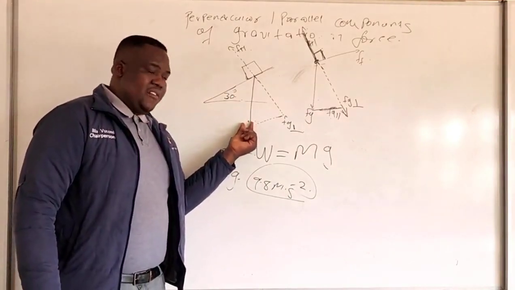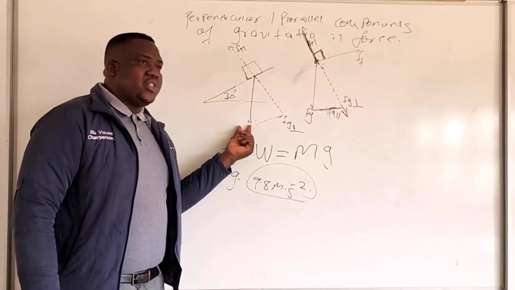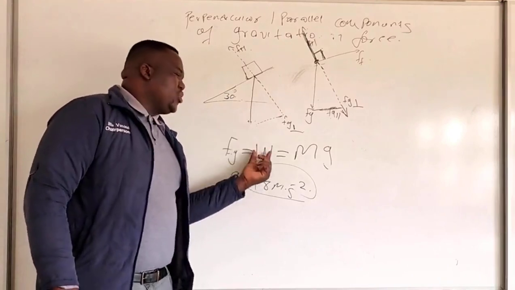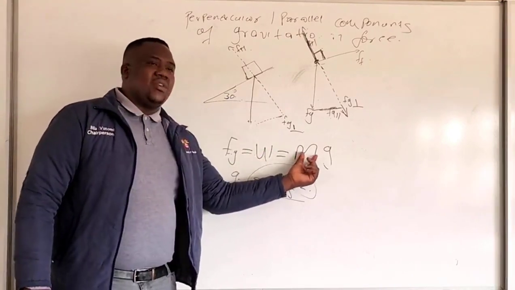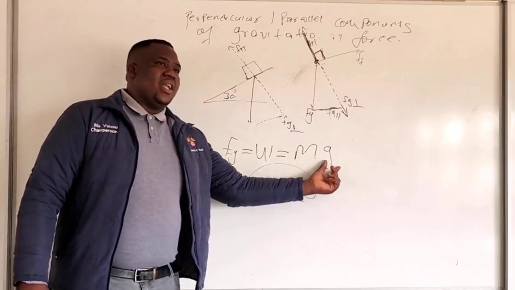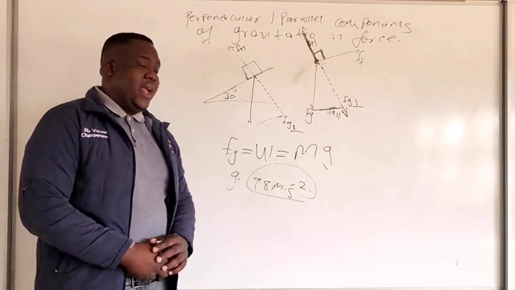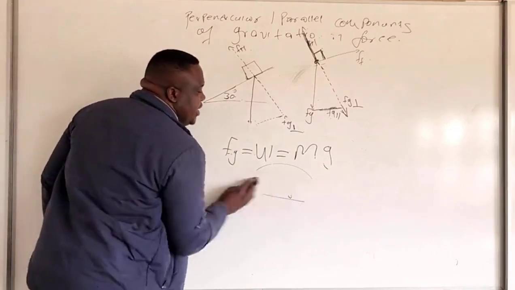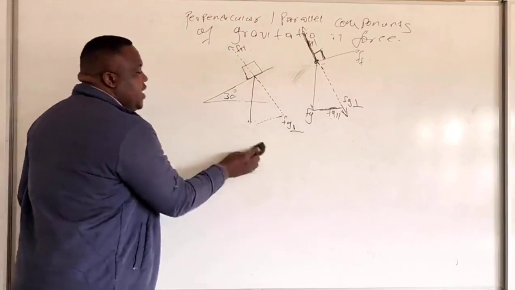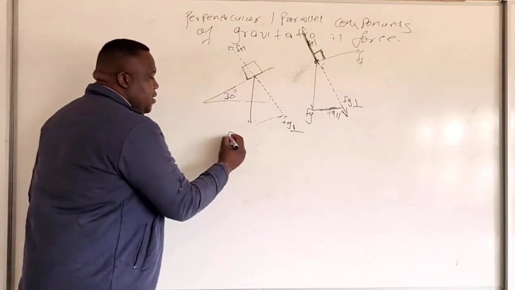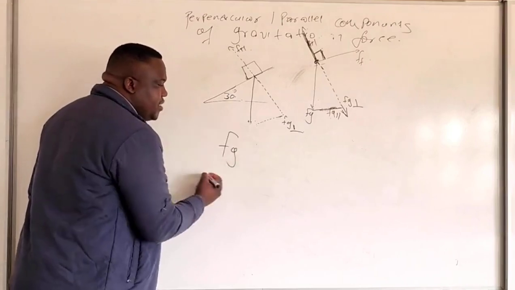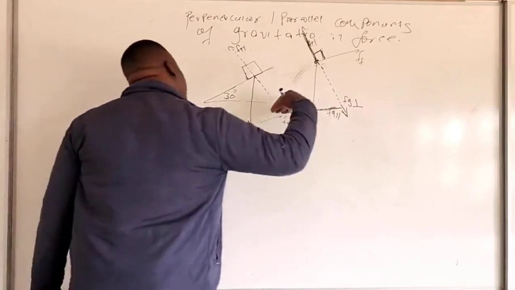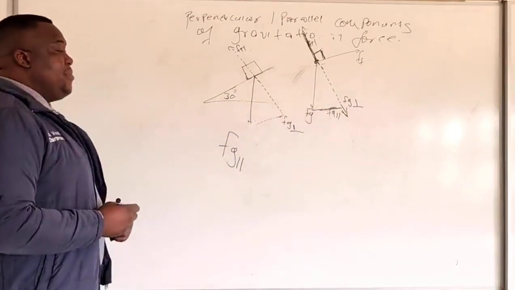Gravitational force itself is equal to the weight, which is equal to the product of the mass of an object and the gravitational acceleration, which is a constant, 9.8. So this formula for calculating the gravitational force leads us to the formula for calculating the component of the gravitational force. You can say FG parallel. Look what will happen to FG parallel.